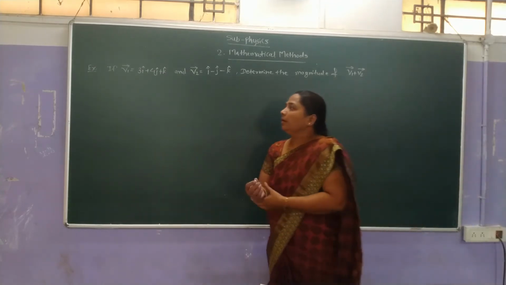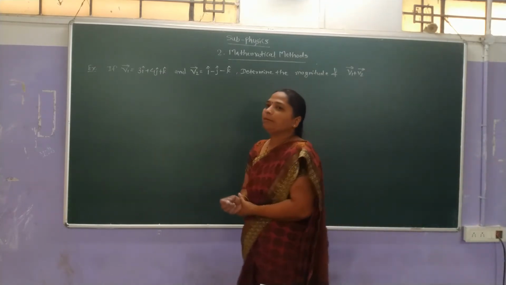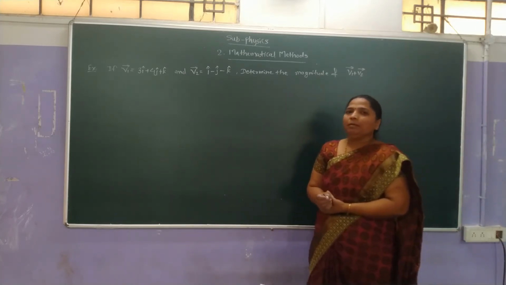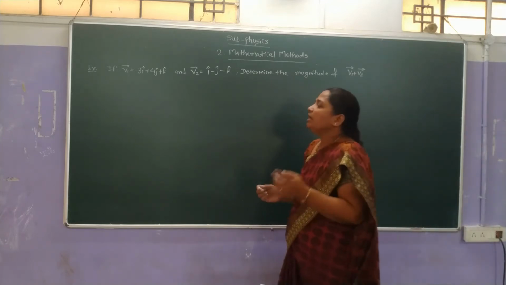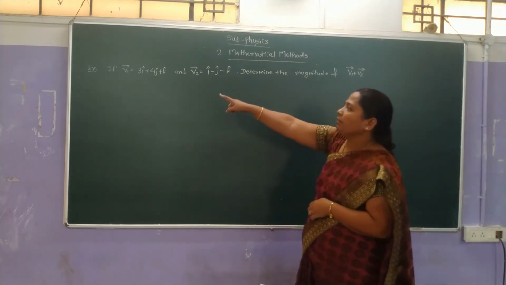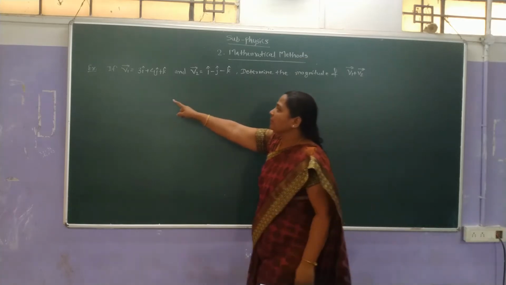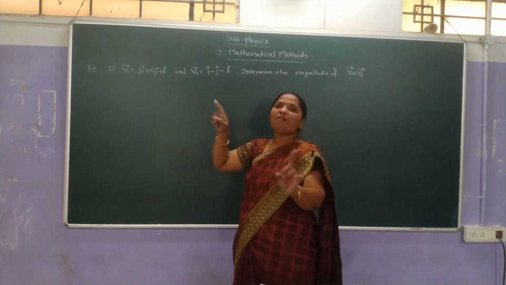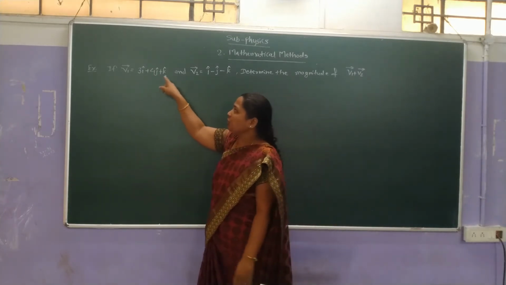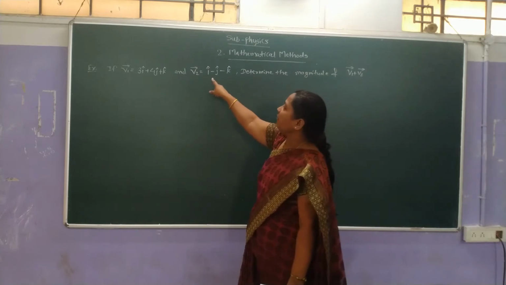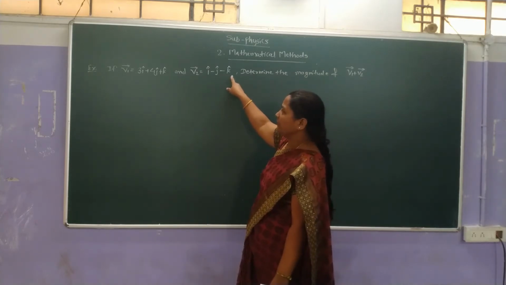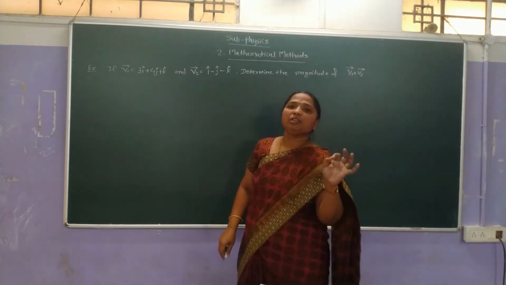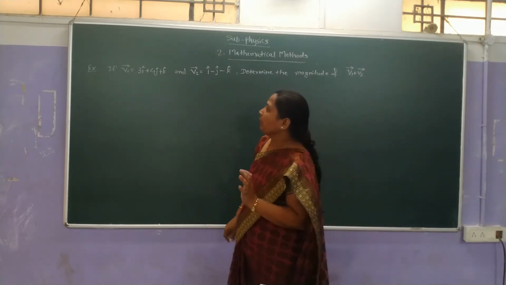Find the resultant vector and their magnitudes. If we take one example, if v1 vector is equal to 3i plus 4j plus k vector, those components are along the x axis, y axis and z axis. And v2 vector is i vector minus j vector minus k vector. i, j, k are the unit vectors along the x, y, z axis respectively.